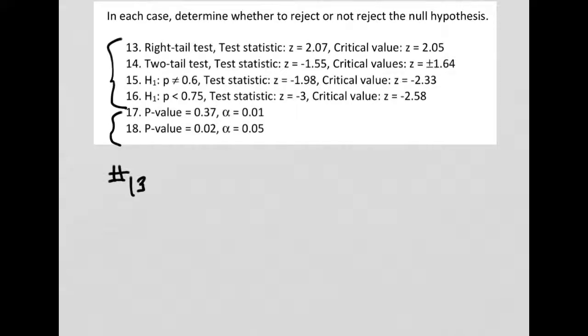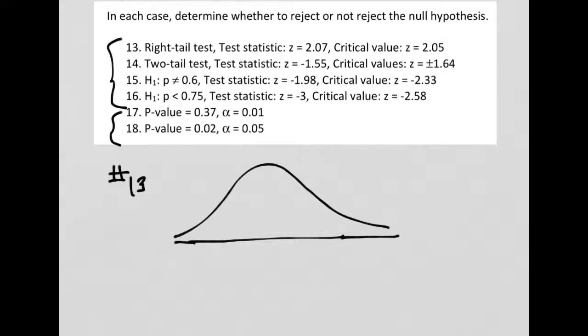Let's see, we have a right tail test, and our test statistic is 2.07, and we have a critical value of 2.05. So what I will do is draw a sketch of what's going on. The critical value determines the rejection region. So that's at 2.05. And what we're going to do is reject the null hypothesis if the test statistic falls anywhere in this red area from 2.05 into the tail.